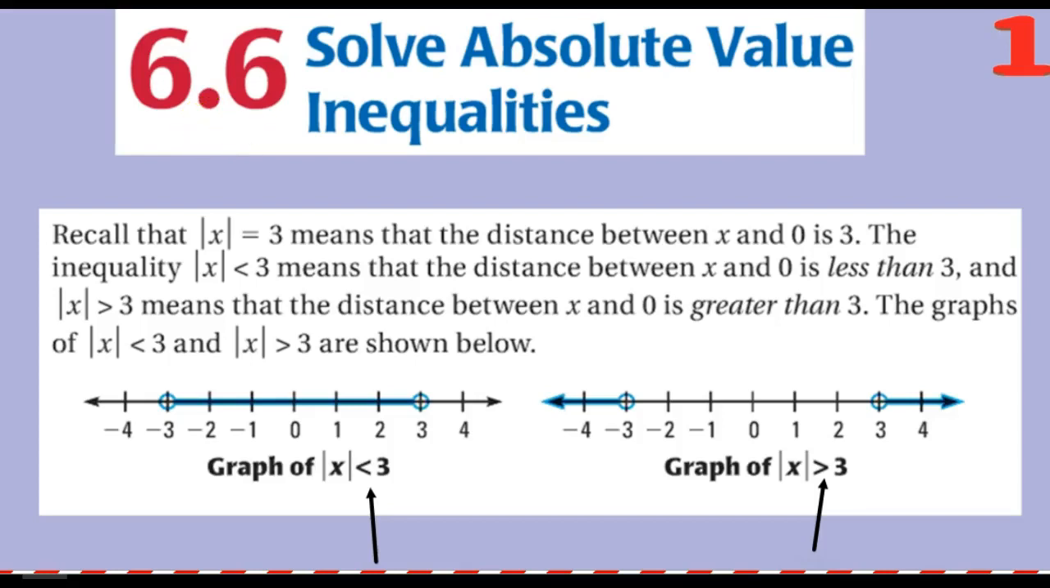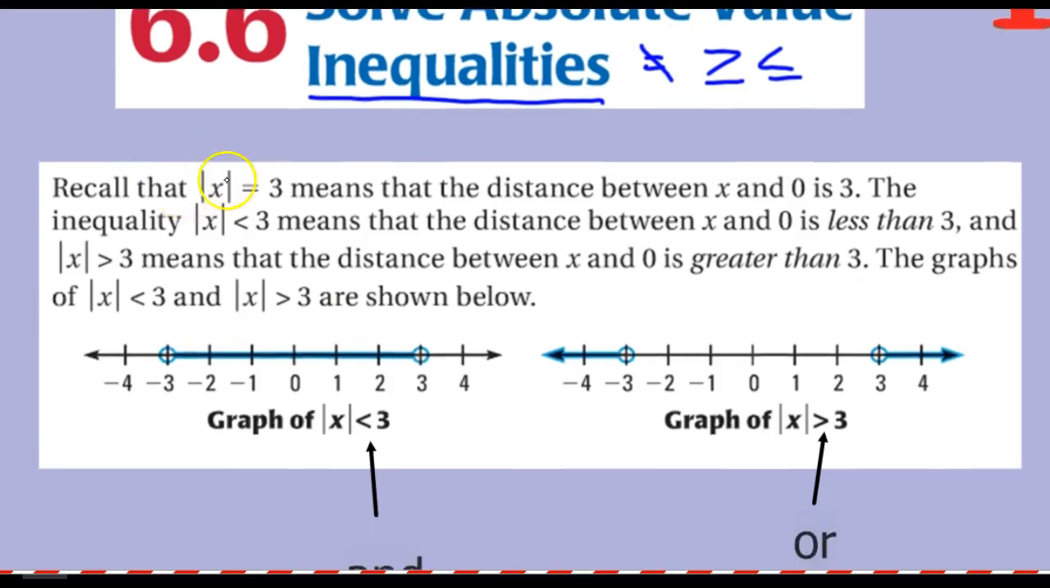Welcome everyone. Today we are solving absolute value inequalities. So instead of equations, instead of equal signs, we're going to have greater than signs or less than signs, or greater than or equal to or less than or equal to. So when we're doing this, we need to recall that the absolute value of x equals 3 means that the distance between x and 0 is 3.